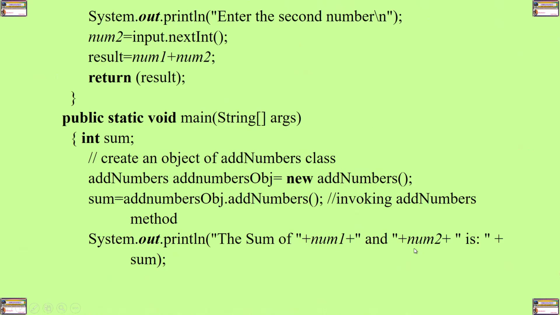So if you entered num1 being 15 and num2 being 17, then the statement will read as follows. The sum of 15 and 17 is, the compiler will pick the value in the memory location called sum. So 15 and 17 is 32. So the statement will read as, the sum of 15 and 17 is 32. And that will be the end of that program.